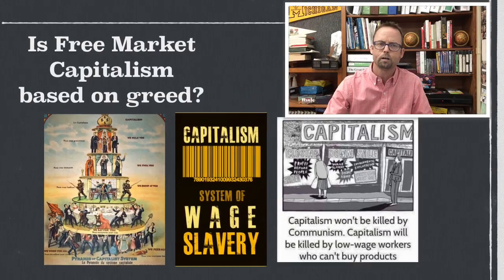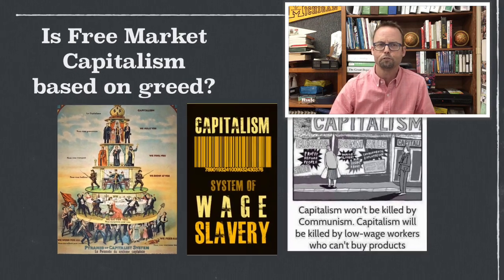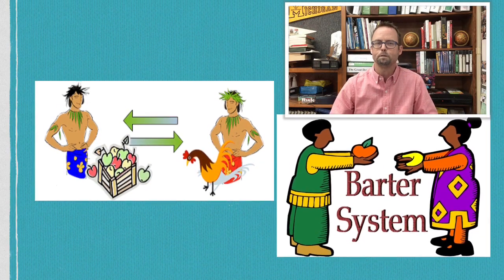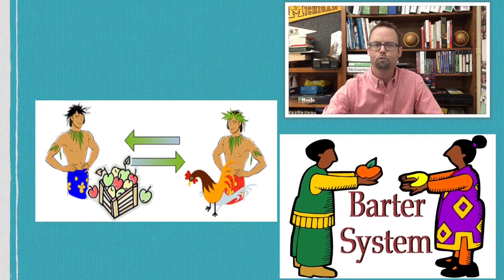Now, some claim that free market capitalism is based on greed. Nothing could be further from the truth. Greed is a spiritual condition, a condition of the heart, and it's almost impossible to tell if someone is motivated by greed or not. Either way, it doesn't matter, because the free market is not based on greed. It is based on freedom, hence the term free market. The free market is simply a place where people can exercise their property rights and make voluntary exchanges. No force is allowed in a free market.